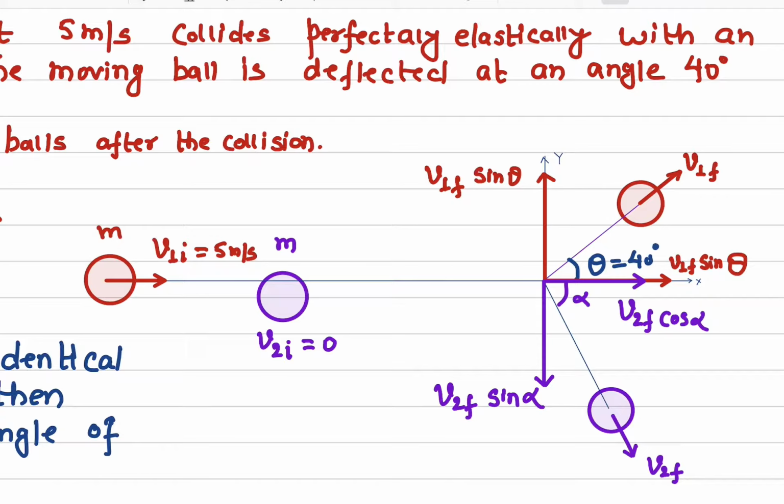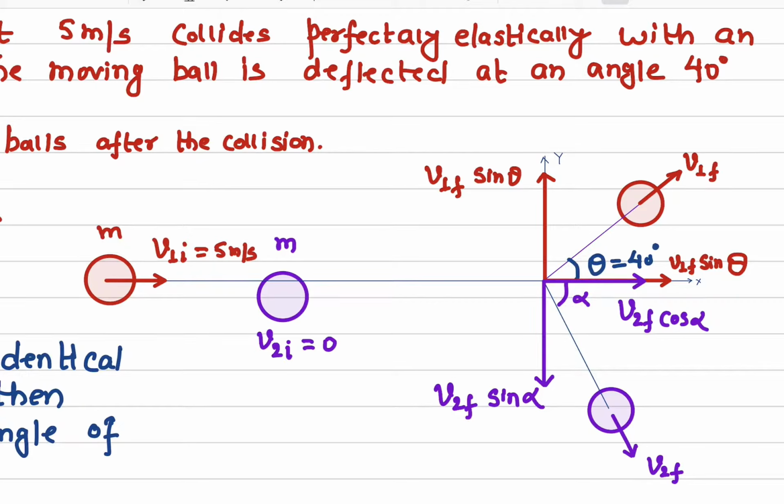I would like you to keep in mind that when two identical balls hit each other at an angle, just like when you play pool, then after the collision, the angle of separation is 90 degrees. This angle is always 90 degrees, and there are two conditions. The one is elastic collision, and the second condition is that the masses of the two balls should be exactly equal. If so, then the angle of separation is always 90 degrees. Just keep this in mind.